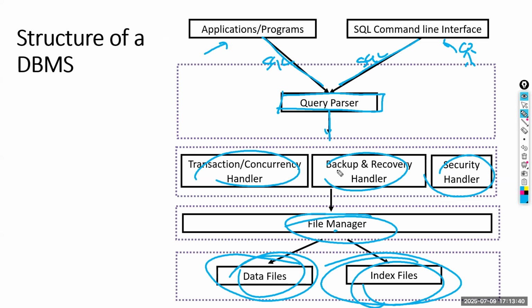Because when you take backup, you also need to work with the file handler, because you back up your files. Transaction handling also needs to work with files, because you need to lock files and lock records. So all these handlers ultimately need to coordinate with the file handler, because the file handler can work with data files and index files.